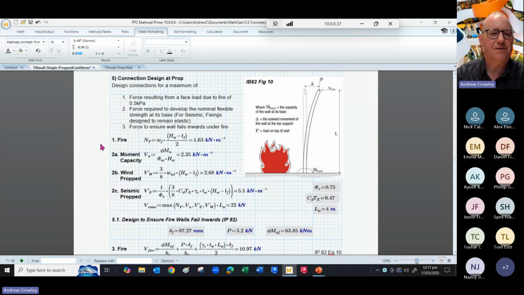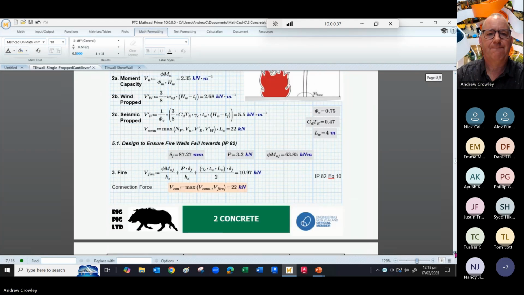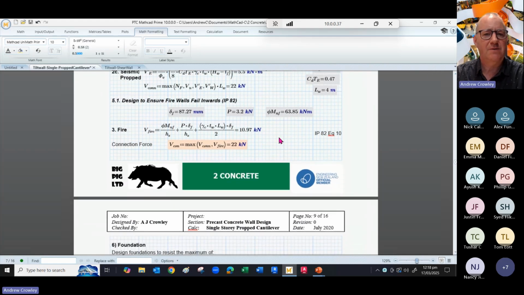So there's our notional fire load. Looking at the shear arising from the moment capacity, so what shear do I need that can carry the moment capacity of the panel? And then look at the wind load and look at the seismic load, and then we derive that the maximum load we're looking at is 22 kilonewtons. We want to make sure the wall fails inwards. There's another equation given in IP82, which tells you that the connection force therefore is 10.97. That's lower than the figure we've actually designed above.